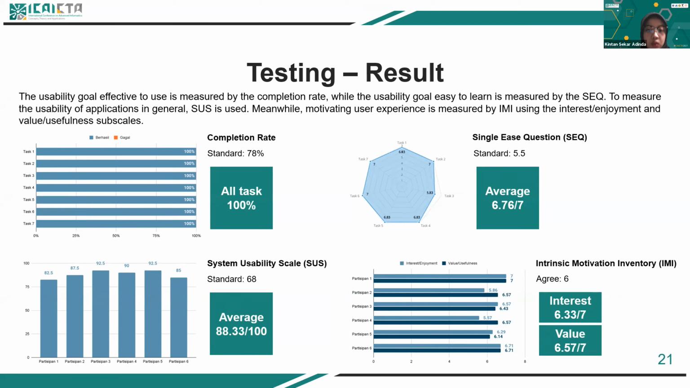And for the SUS, in testing the high fidelity prototype, the average overall score is 88.33. And to measure the user experience, there's IMI. The IMI subscales that are relevant for the application are the interest and the value. For interest, the score is 6.33, and for the value, the score is 6.57.